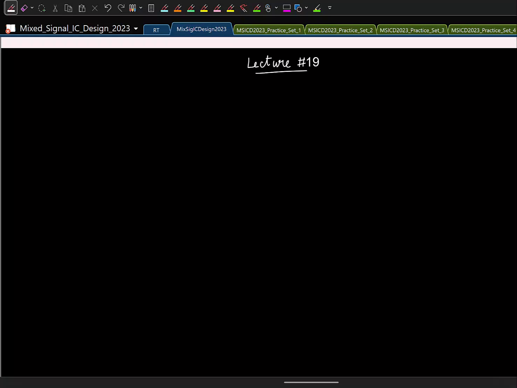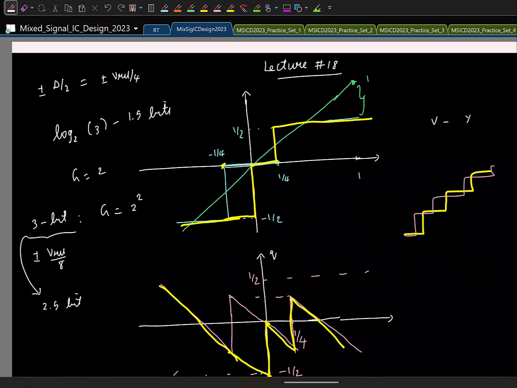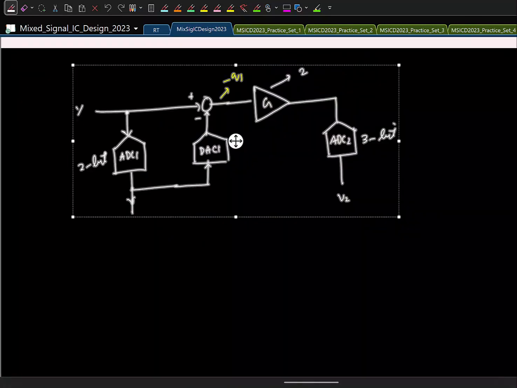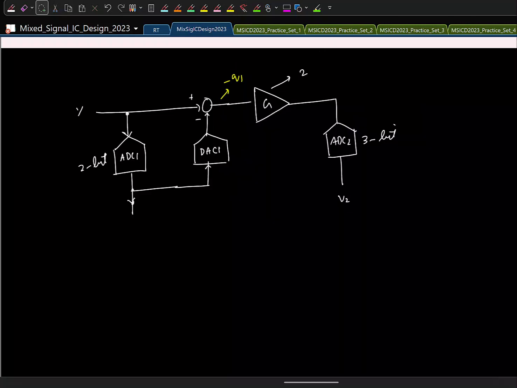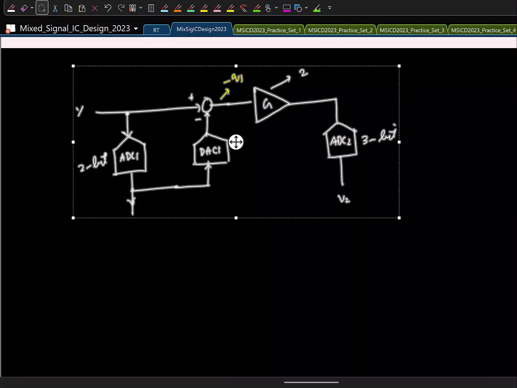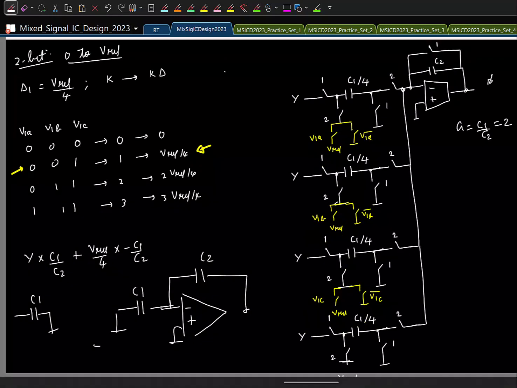So we have been looking at pipeline ADCs, right? And in the last class, we looked at how to implement this DAC and the residue amplifier. So let me copy this. And we saw that we can implement the two using a single MDAC circuit, and that essentially looks like this.